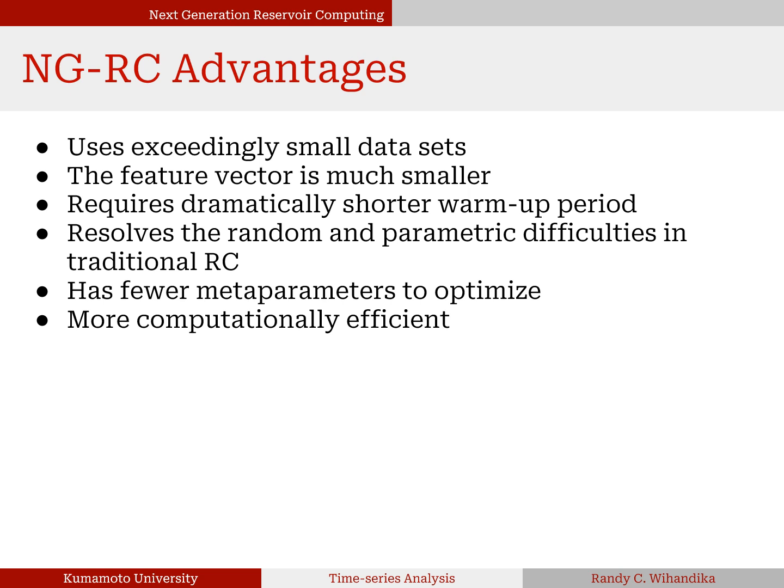NGRC brings several advantages over the traditional RC. The first one is it uses exceedingly small data sets, and the feature vector is much smaller, so that it requires a dramatically shorter warm-up period, and it resolves the random and parametric difficulties in traditional RC. We have discussed that in traditional RC, we use the matrices W, A, and also the parameter alpha, and so forth. And it has fewer meta-parameters to optimize so that it will be more computationally efficient.